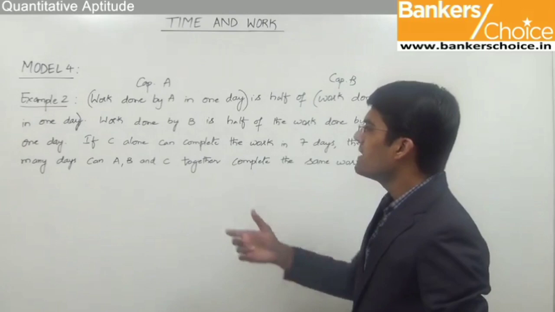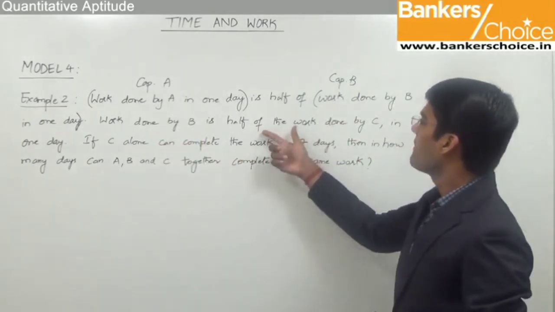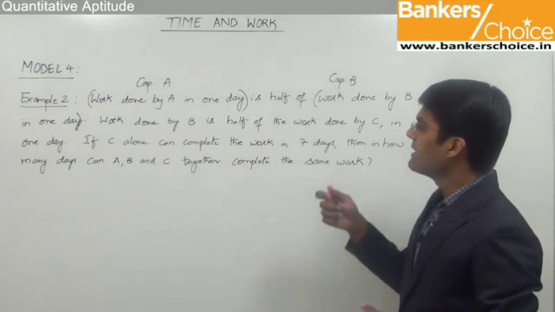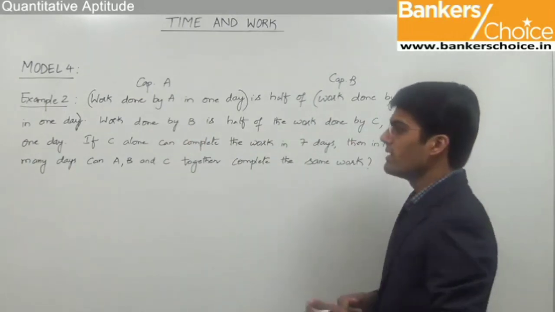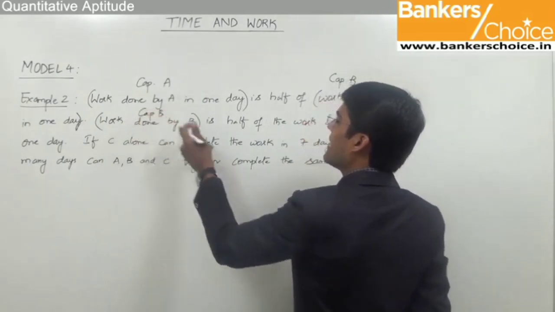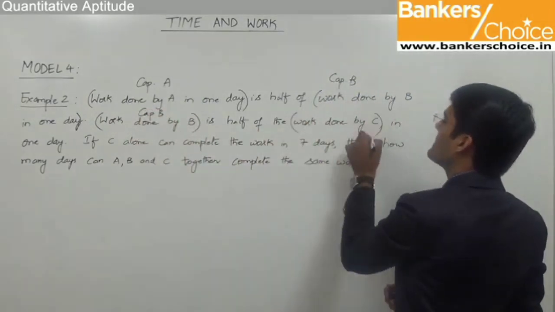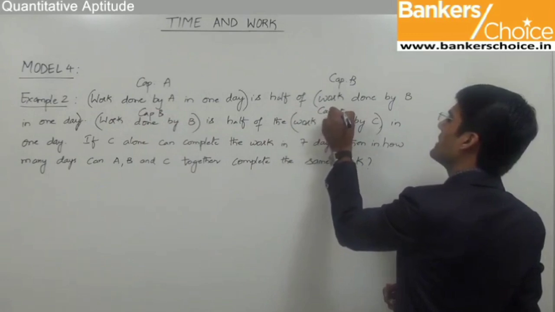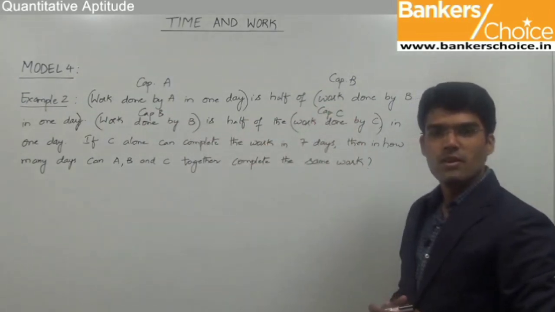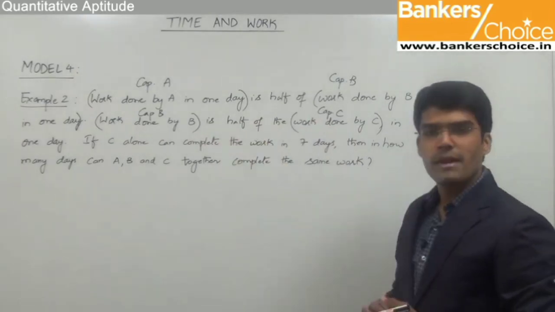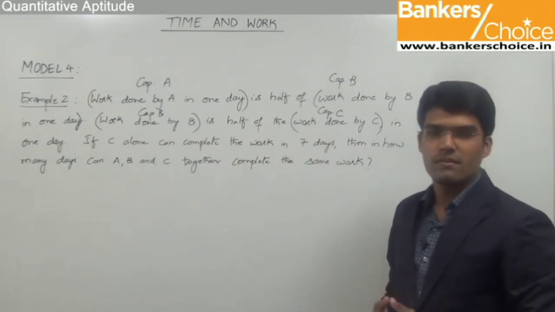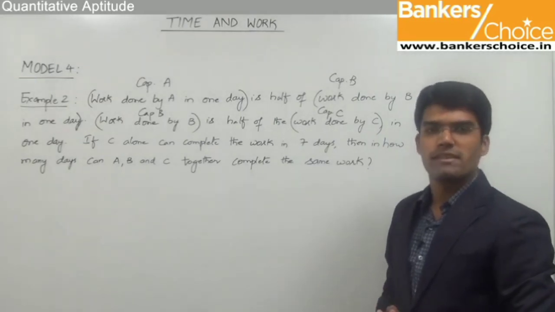Now if you read the next statement, work done by B is half of work done by C in 1 day. So again, the work done by B here is nothing but capacity of B, and that is half of the work done by C, which is again capacity of C. So we can say that the capacity of B is half of the capacity of C. So again here, the number of days required by B will be double the number of days required by C, because we know that capacity is inverse of the number of days.